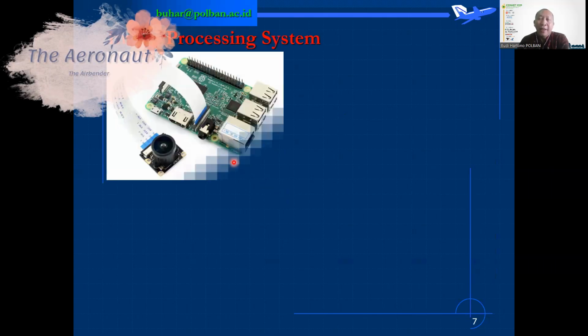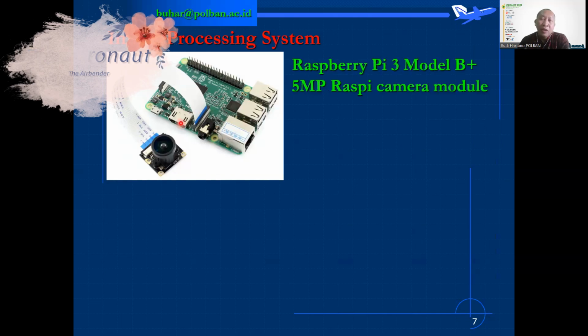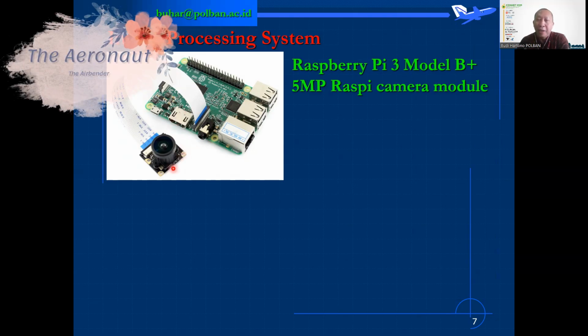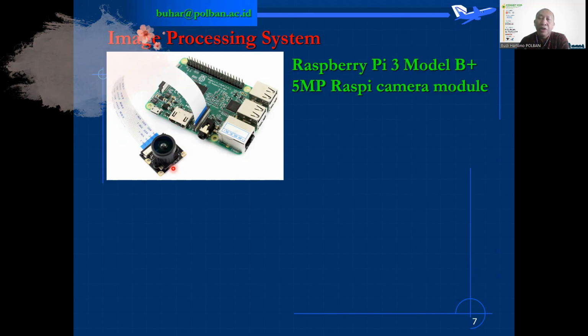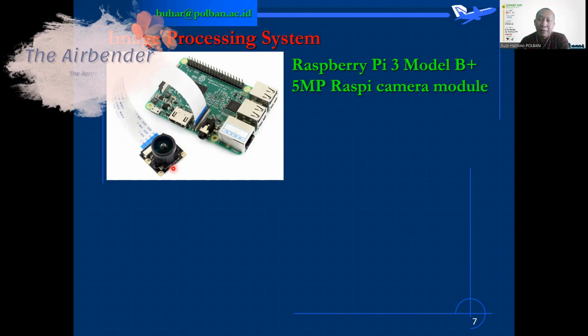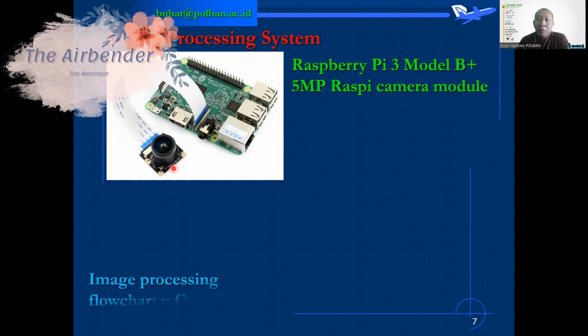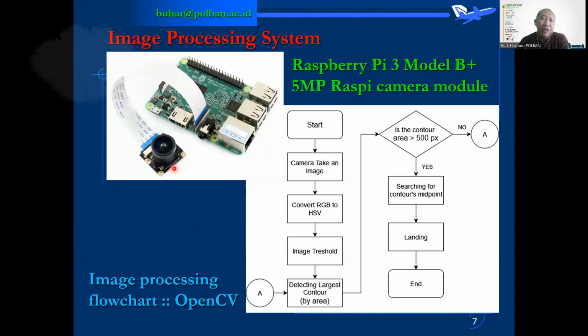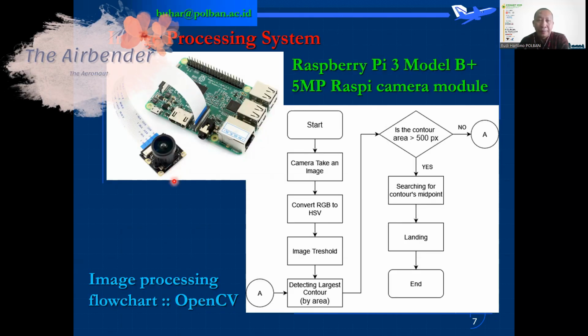This research applied an image processing system consisting of a Raspberry Pi 3 Model B Plus with a 5-megapixel Raspberry camera module to scan red circle markers. Programming on the Raspberry Pi uses the Python programming language with the OpenCV library.